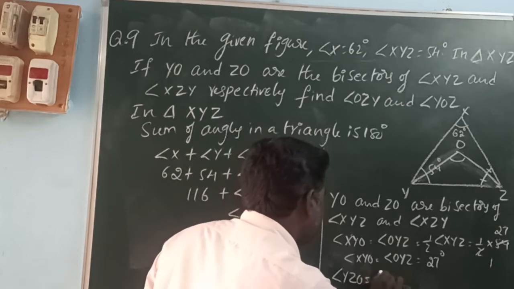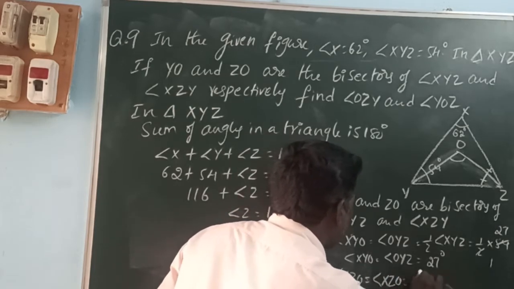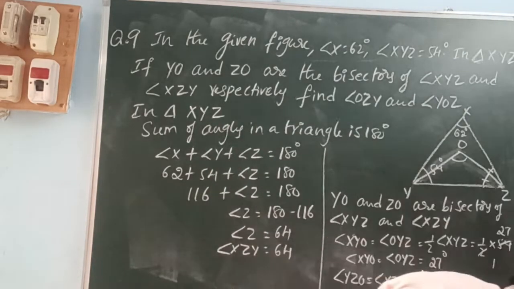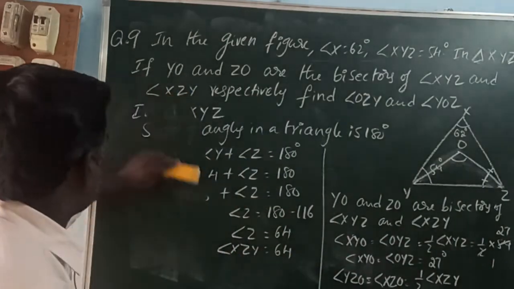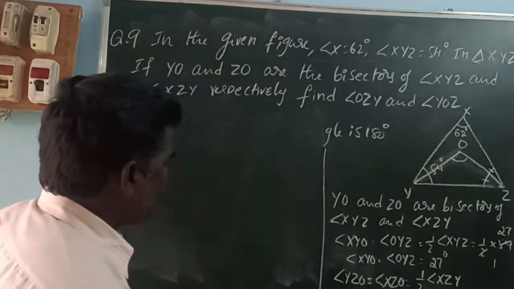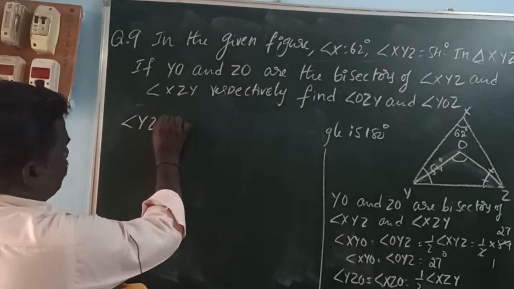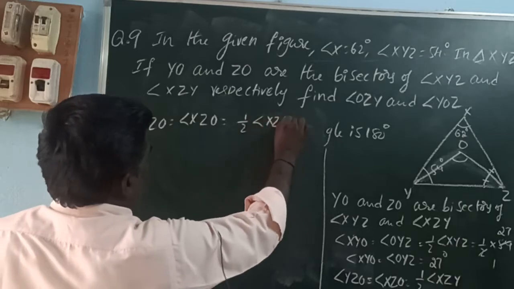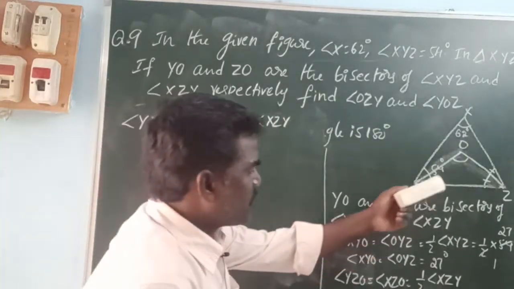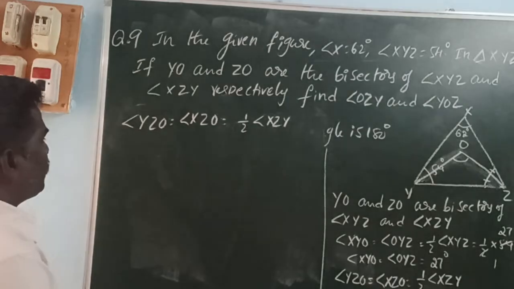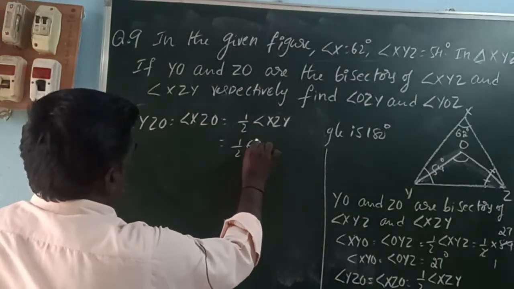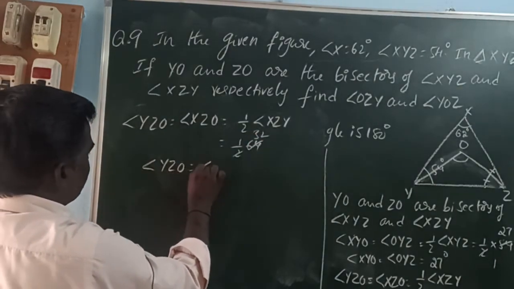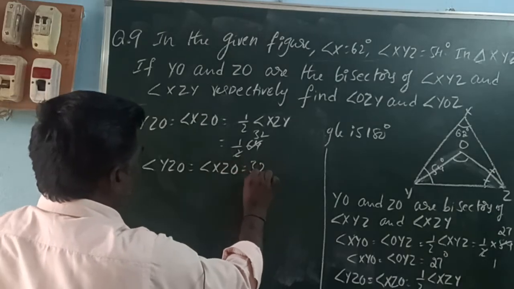So angle YZO is equal to angle XZO, which is equal to half of angle XZY, the total angle. The total angle is dividing into two parts. So angle XZY, how much do you get? 64. So half of 64 is 32. That is, angle YZO is equal to angle XZO, which is equal to 32 degrees.